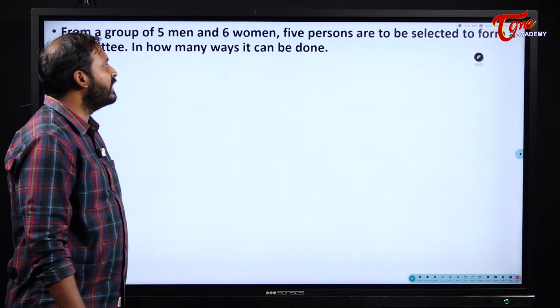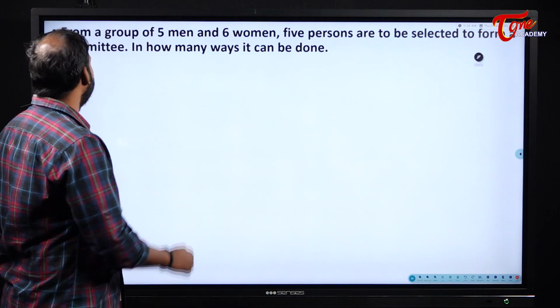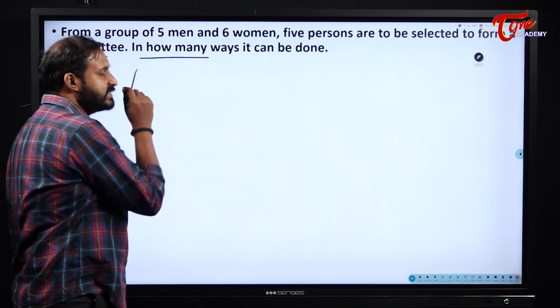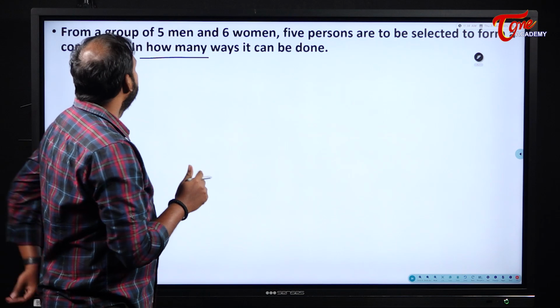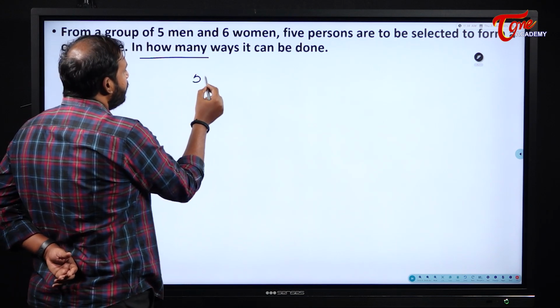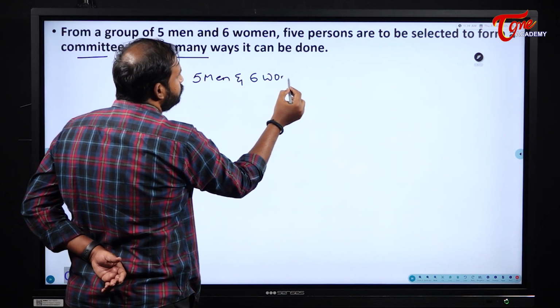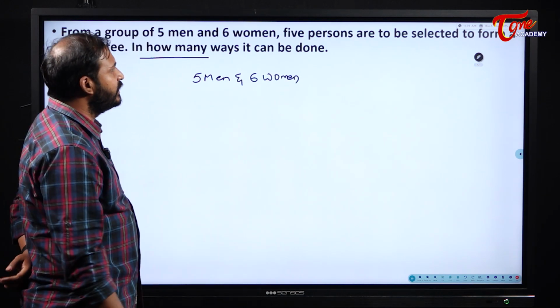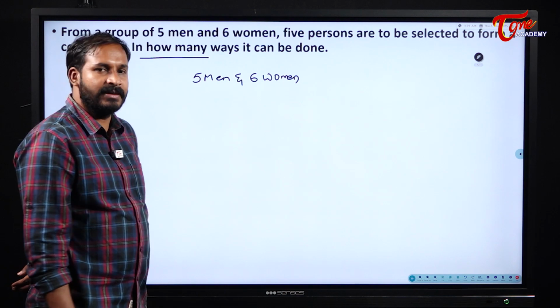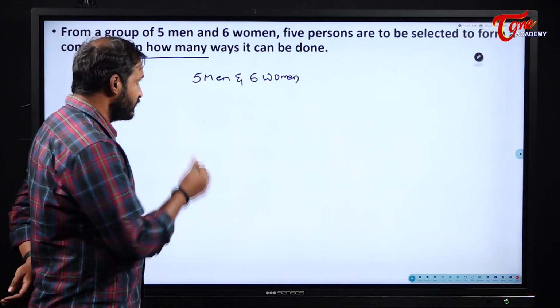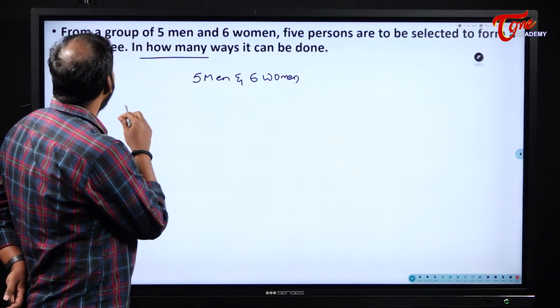From a group of 5 men and 6 women, 5 persons are to be selected to form a committee. In how many ways can it be done? A committee needs to be formed, and in how many ways can it be formed? That is the question given to us. Of how many people? 5 persons.